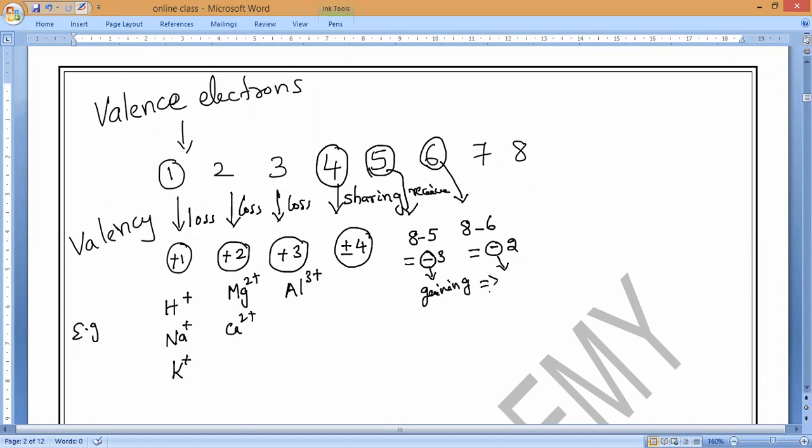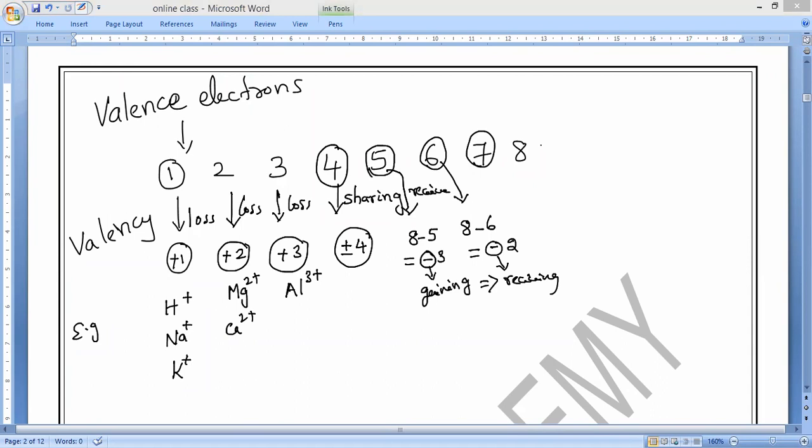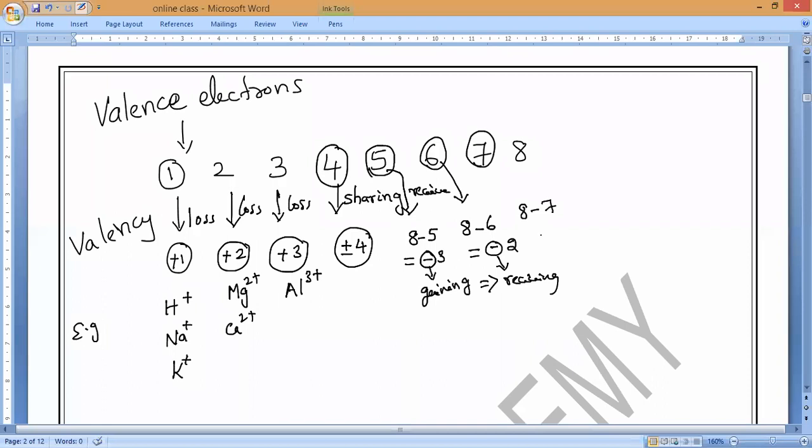If it is having 7, then what is it? Please respond. 8 minus 7, which we can say is minus 1. In the same way, if it is having 8 electrons, 8 minus 8 is equal to what? 0. Understand? So 0 valency.